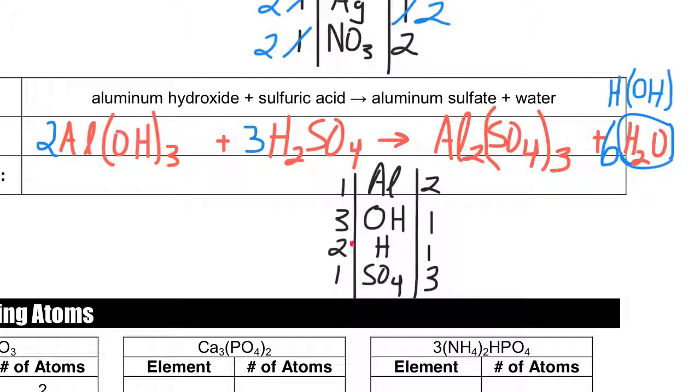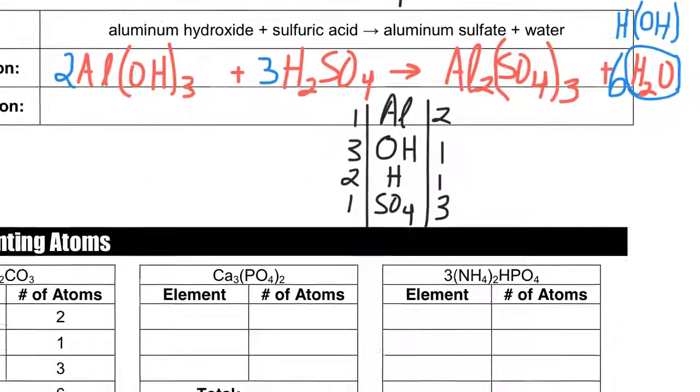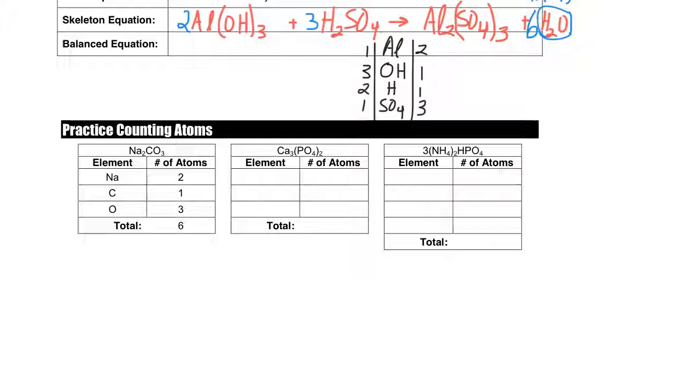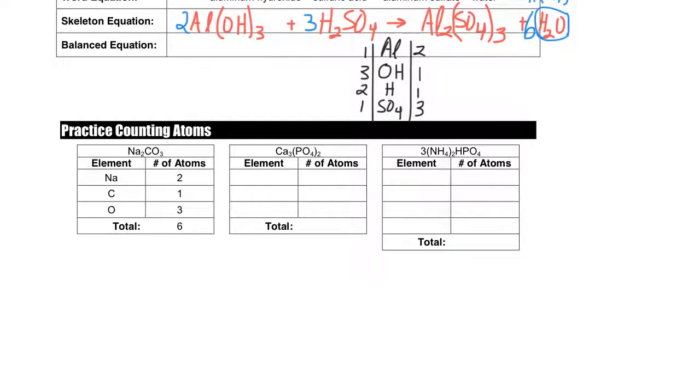Down below is just more practice with counting up atoms in compounds. So for example, if I look at this formula, Na2CO3, that subscript of 2 means there are 2 sodium atoms. Carbon, there's no subscript beside it, that means there's only 1 of them. The oxygen has a subscript of 3 beside it, so that means there are 3 oxygen atoms, adding up to a total of 6 atoms in this compound.